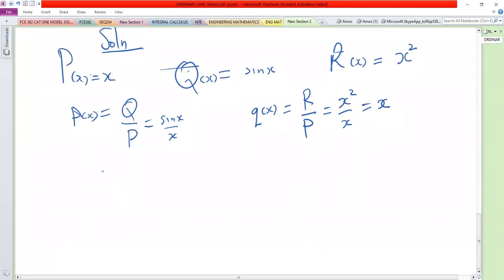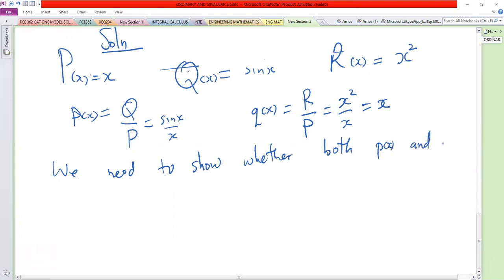So now we need to show whether both small p of x and q of x are analytic at x equals 0.